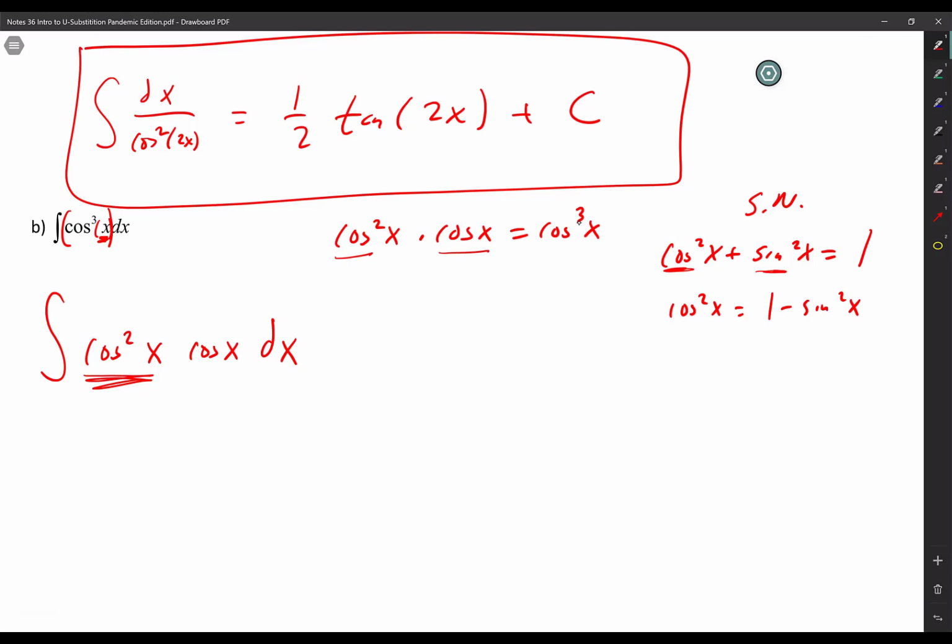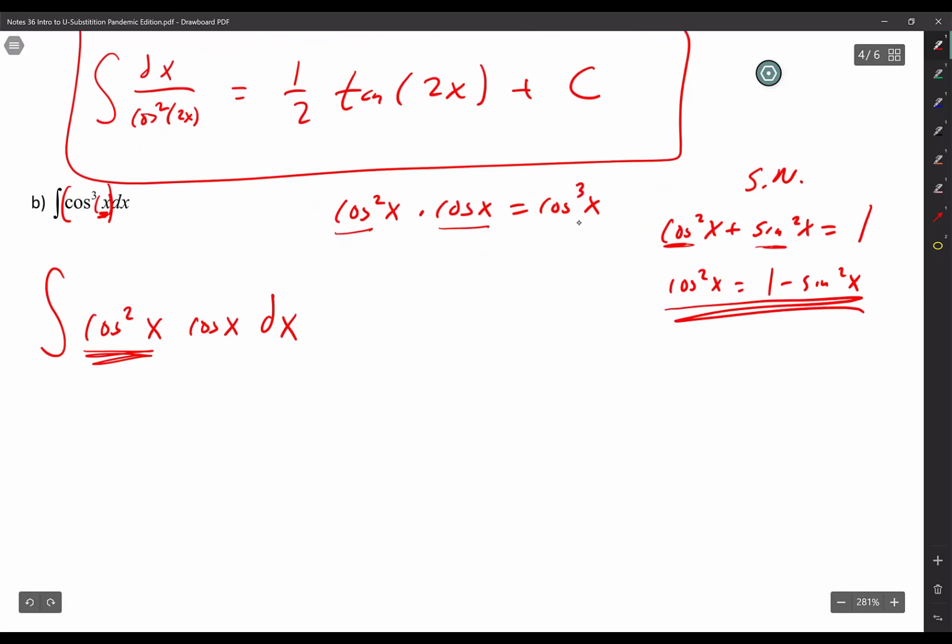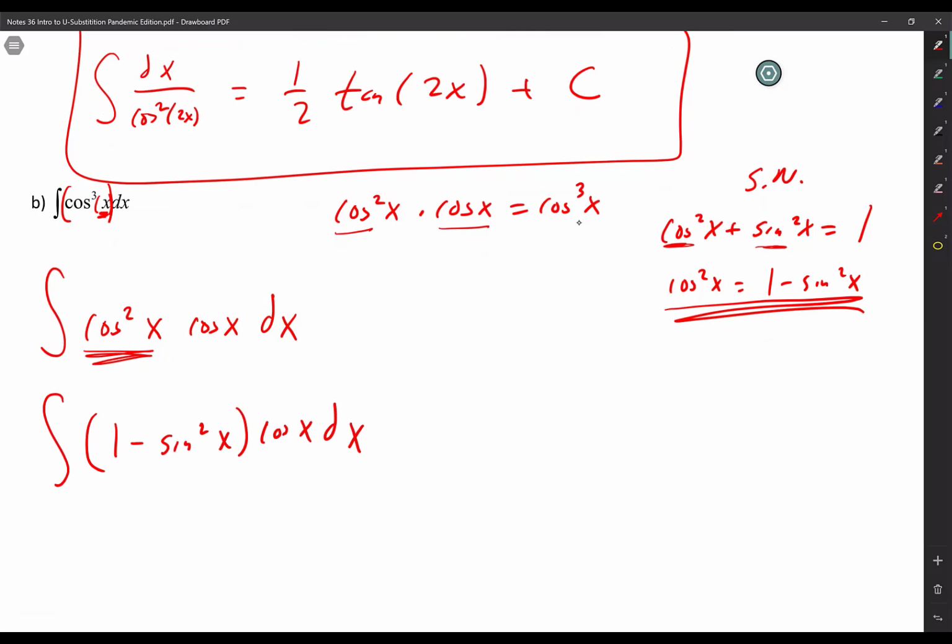And I think this is a really cool trick. Now that I have that, I can rewrite that cosine squared. Here we go, integral symbol, parenthesis, 1 minus sine squared x, close it, cosine x dx. Now I'm good. You're good. By the way, all this is a product, right? If you want to write parentheses here like that, go ahead. I wouldn't. I would leave it alone right there.